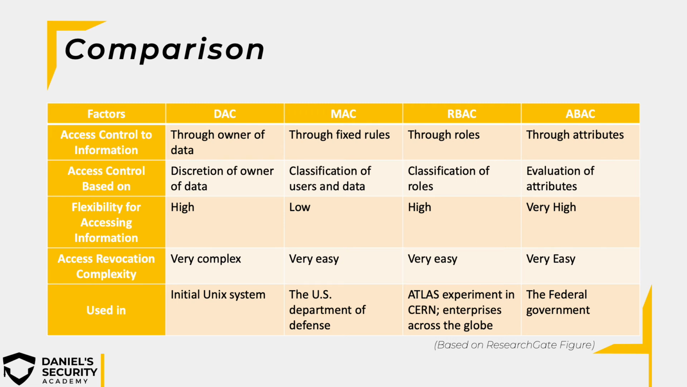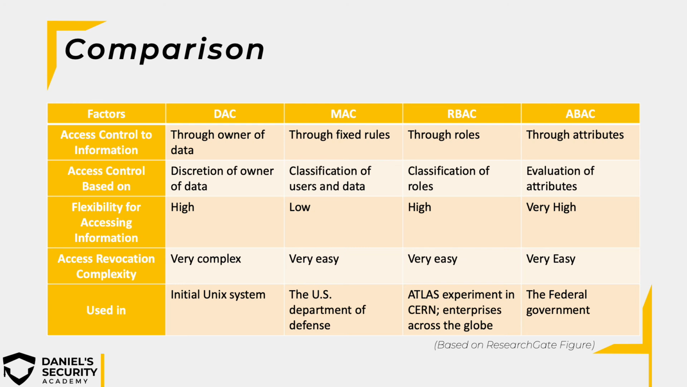The first row is the access control to information. How is it done? For DAC, it's through the owner of data, so whoever created it is the owner. For MAC, it's based on fixed rules. For RBAC, it's based on roles. And for ABAC, it's based on attributes. And you also see the kind of flexibility in here.